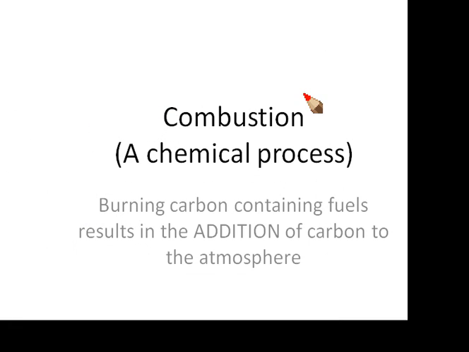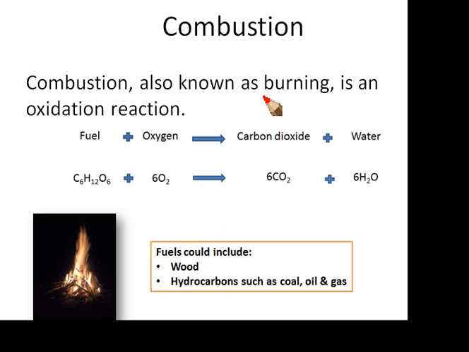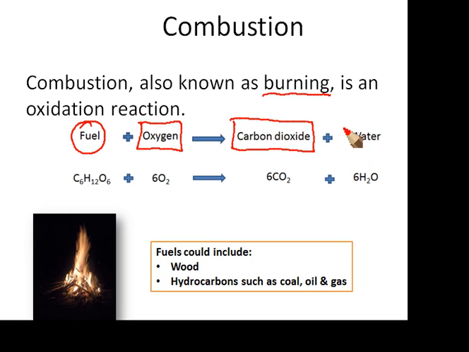In this tutorial we're looking at the process of combustion, a chemical process, and through this process carbon is being added to the atmosphere. Combustion is simply known as burning, and we burn stuff. The stuff that we burn we'd call fuel, and to burn that fuel we need oxygen. So that makes combustion an oxidation reaction. So here are raw materials, fuel and oxygen, and they're going to produce the following products: carbon dioxide and water.